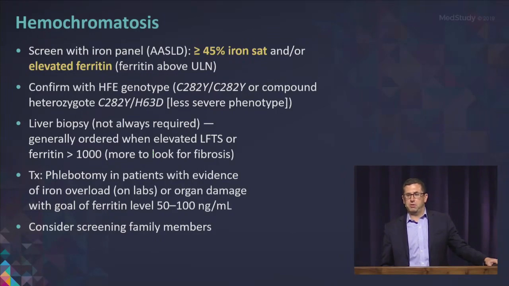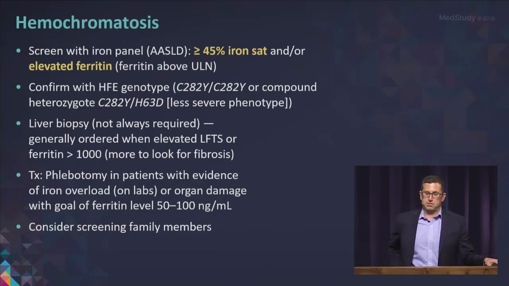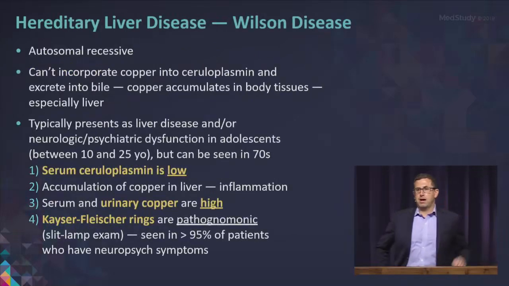Liver biopsy is not always required. You really only do that if you want to assess the severity of fibrosis. So that's really what you're looking for. And treatment is phlebotomy. You want to aim for ferritin below 50 to 100. And you want to consider screening family members because it is a hereditary disease.